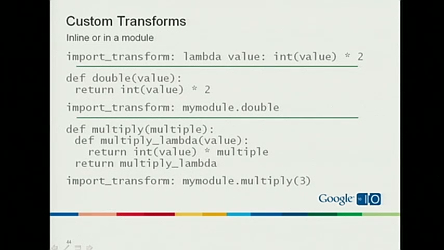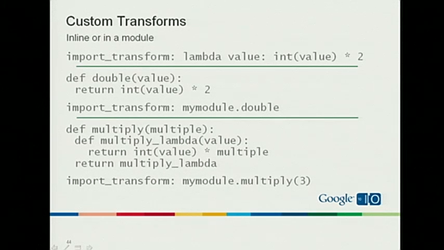You can also do something very similar to the transforms we've provided in the transform.py or the sample transform helper.py, where if you want to do something multiple times, you don't want to just copy and paste this lambda 50 times in your file, you can just define a function double. Again, it takes one argument, takes the value, converts it to an int, returns it. And then in your import transform, you just reference it. You import your module called double.